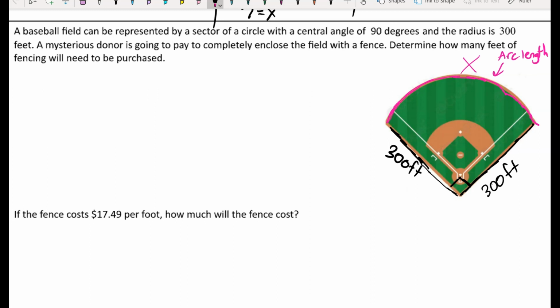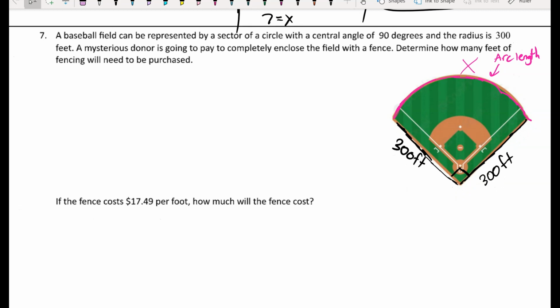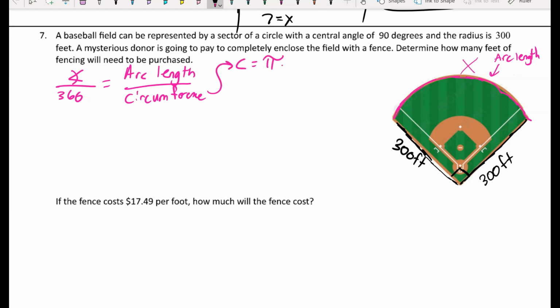And we have a proportion we could set up to solve for the arc length. We could take the central angle, divide it by 360, and set that equal to my arc length, divided by the full circumference of my circle. Right? Remember, the circumference is just the distance around the circle, and we have a formula for that. It's just pi times my diameter. And in this case, if my radius is 300, my diameter is just double that. So I could represent my circumference as 600 pi.